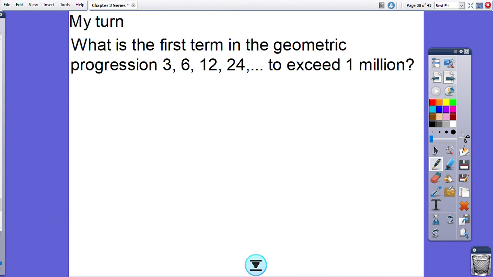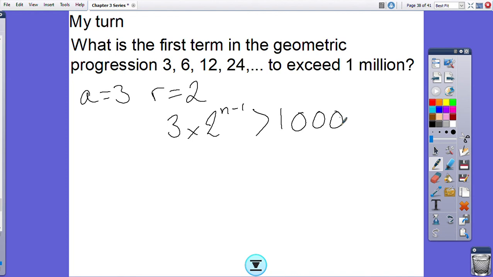Okay, so this time we've got a geometric progression, GP for short, which is the same as a geometric sequence. It means the same thing. What we want to know is which term is the first term to be above 1,000,000? So if we look at this, we see that a equals 3, r equals 2, and using our familiar formula, we've got 3 times 2 to the n minus 1, and we want it to be bigger than 1,000,000. So we have 2 to the n minus 1 is bigger than 1,000,000 over 3.